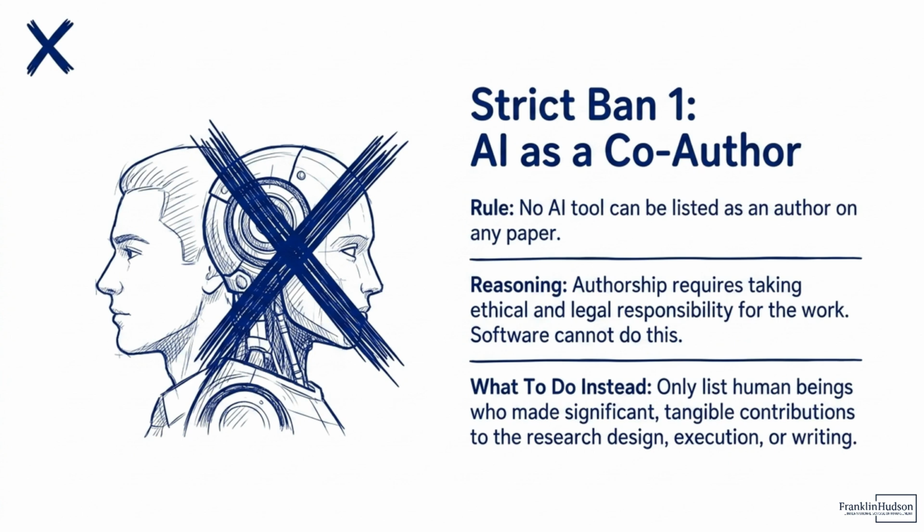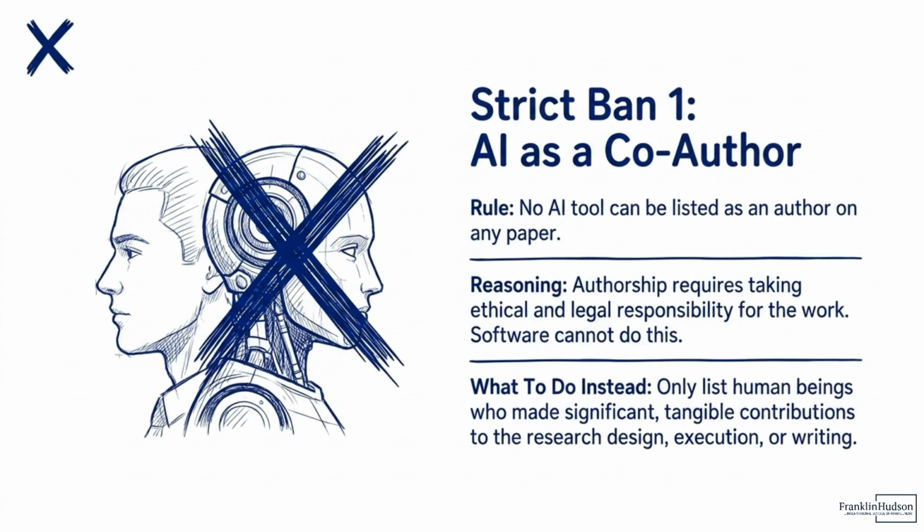The first strict ban is simple. An AI tool can never be listed as an author on a scientific paper. This rule is now universal among top-tier journals. The reasoning is rooted in the legal and ethical definition of authorship. Authorship is not a reward for generating text. It is a commitment to take responsibility for the work. Authors must be able to defend their methods, stand behind their data, and face legal consequences for errors or fraud. A software program cannot fulfill these obligations.